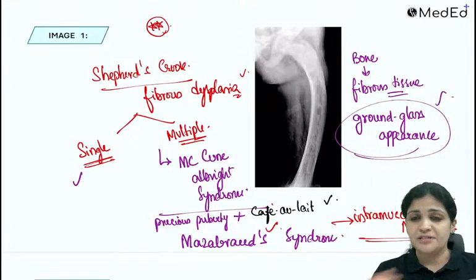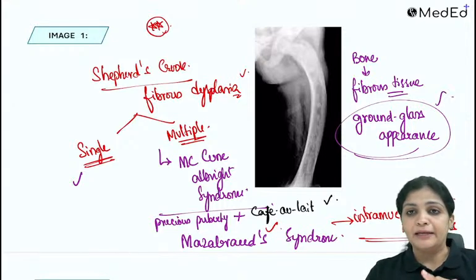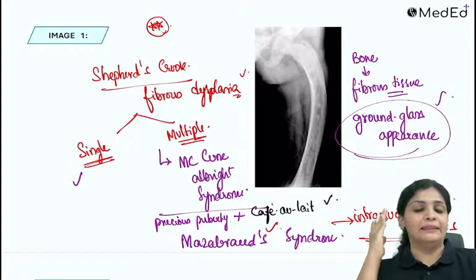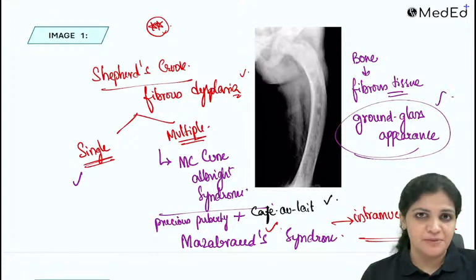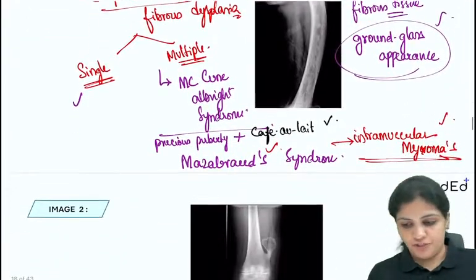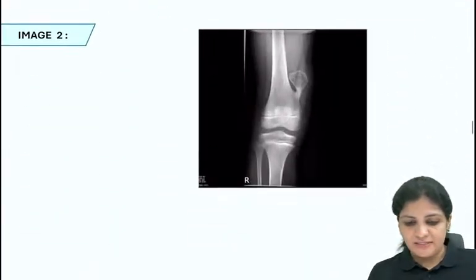So this is very, very important. Fibrous dysplasia, café-au-lait spots, precocious puberty, which will result in McCune-Albright syndrome. And whenever it is intramuscular myxomas with fibrous dysplasia, it is called Mazabraud's syndrome, right? Very, very important. The first important image, right? The second one, what is this?